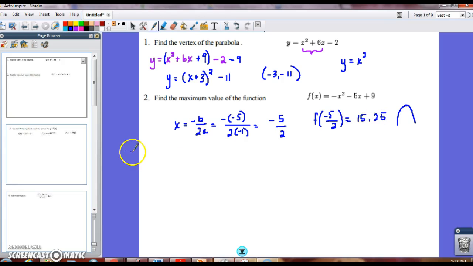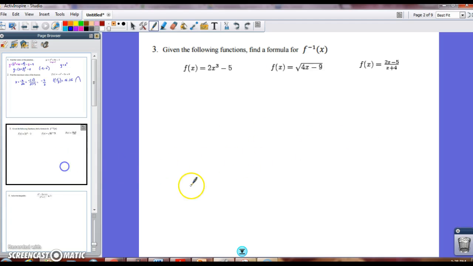Okay, so pretty straightforward there. Some practice with completing the square and talking about maximum and minimums that may or may not come up as a word problem type situation. Okay, let's talk about the inverse of functions.